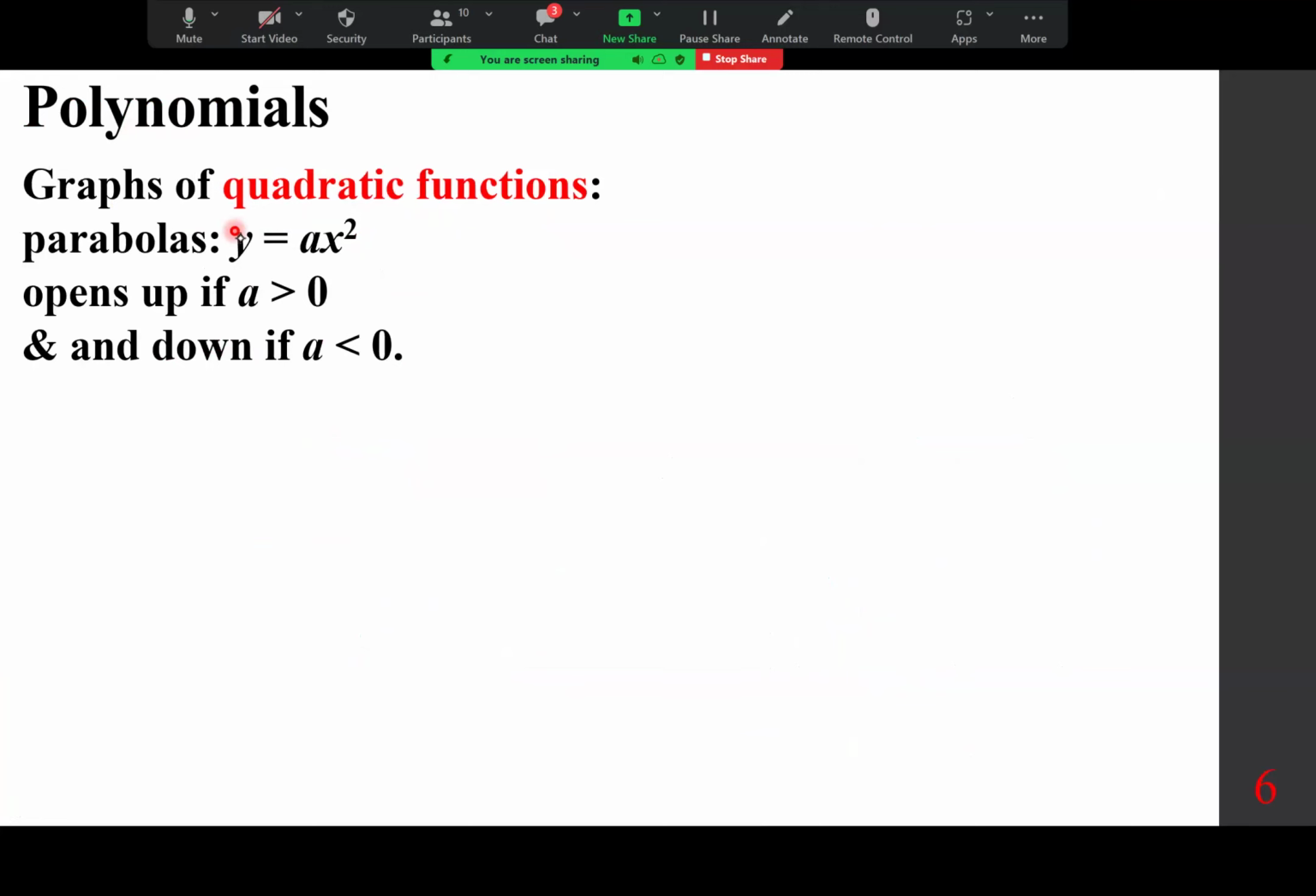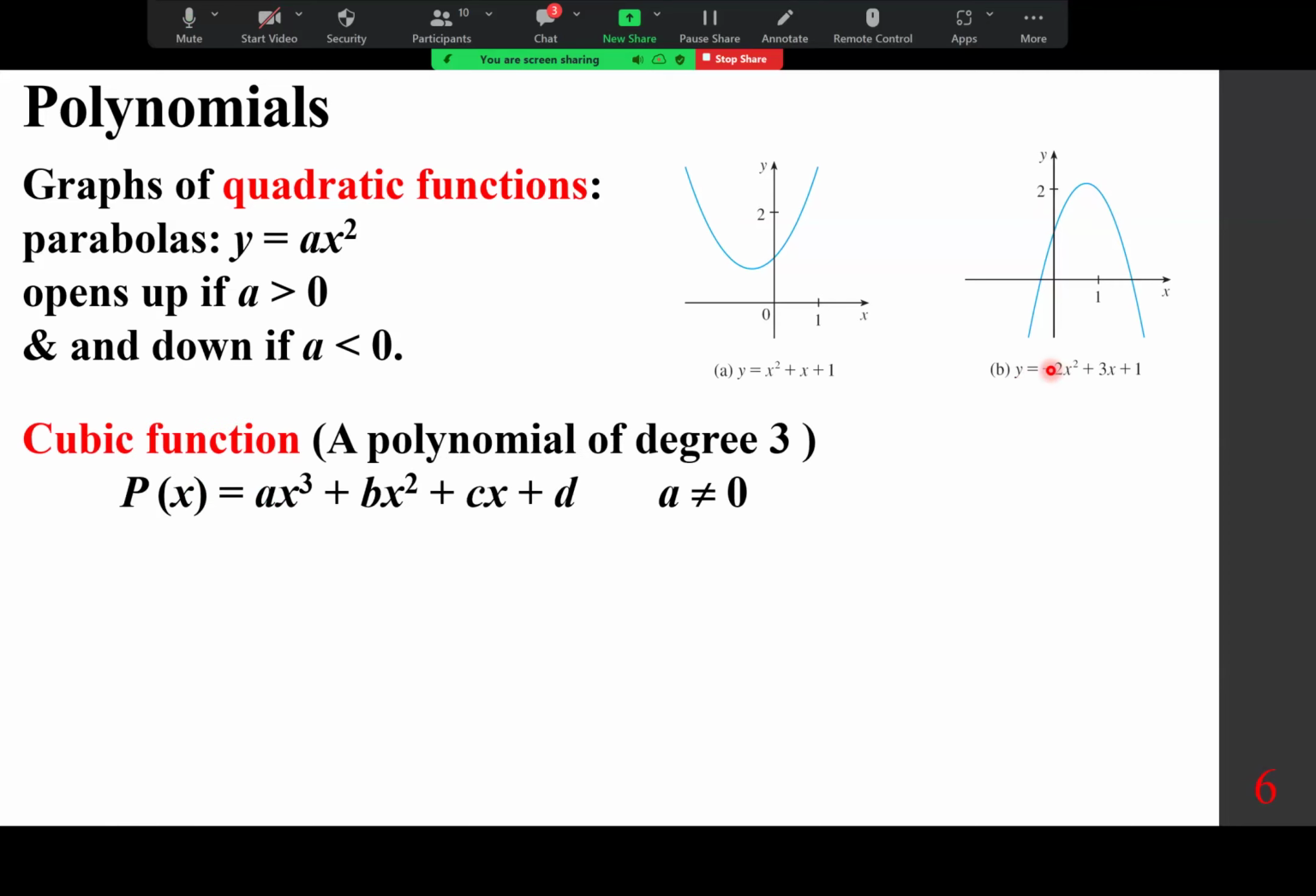All right, graphs of quadratic functions, parabolas are in the form of y equals ax squared. If a is positive, it opens up. Negative, it opens down, looking like this, opening up. Notice in this case, a is 1, which is positive 1. In this case, a is -2. So that's how quadratic functions look like.